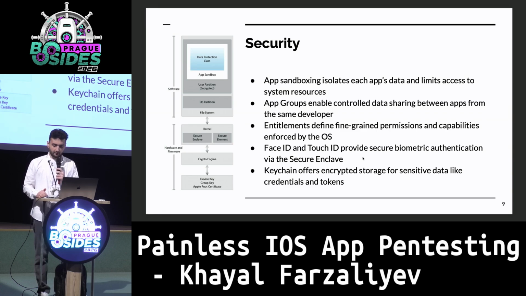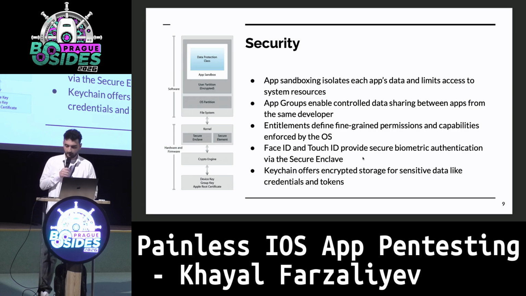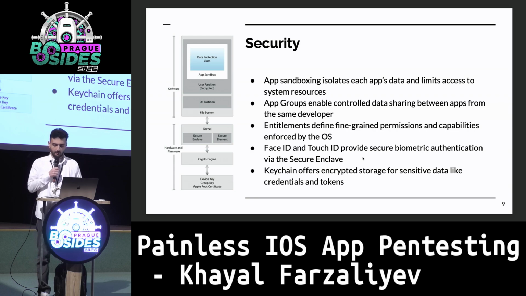They define what the app is allowed to do, which hardware it can access, which capabilities it can use, which groups it belongs to. Face ID and Touch ID provide biometric authentication, which is powered by the Secure Enclave. Our fingerprint and face model never leaves that chip. What iOS gives the app is basically a yes or no answer. Did the biometric check pass or not?